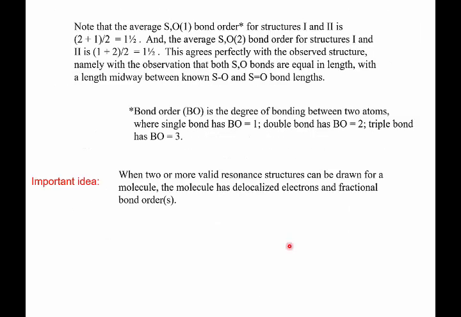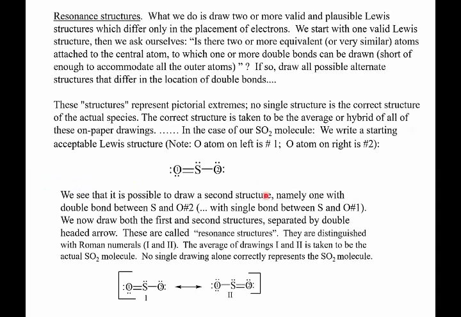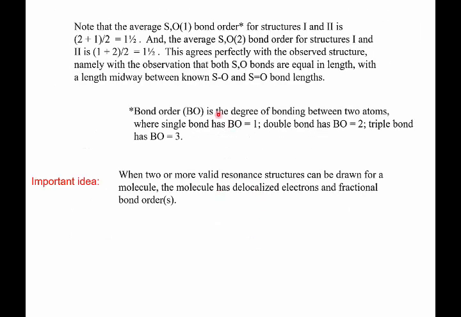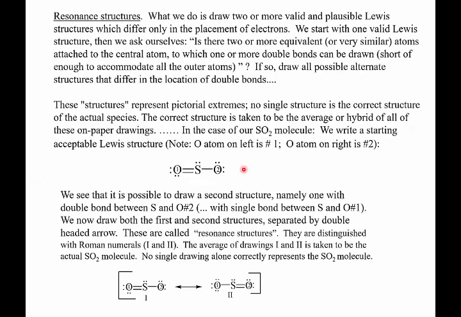Now, let's see, in fact, if the idea behind this really works. You know that in the real structure of SO2, both SO bonds are equal in length, and their length is about halfway between the length of a single and double SO bond. Well, the idea then is that the actual SO bond in the real molecule is the average of the bond we see in the first structure and the second structure. And for instance, let's do this.